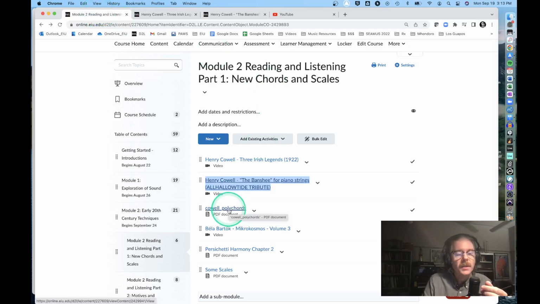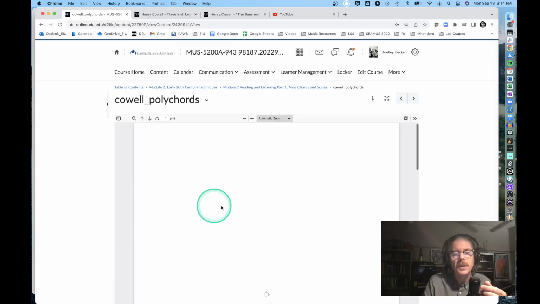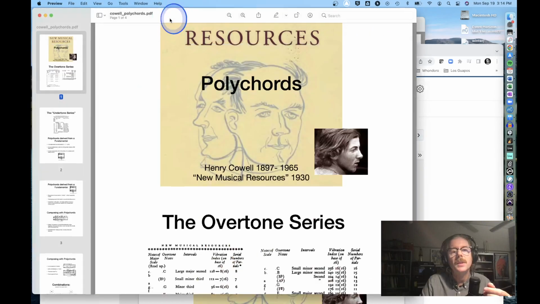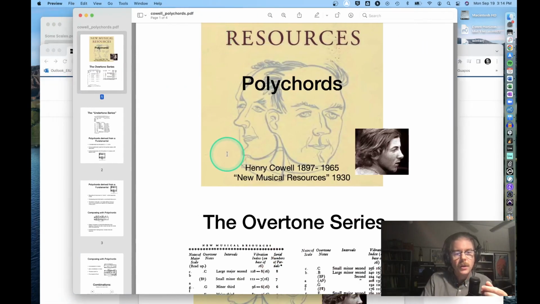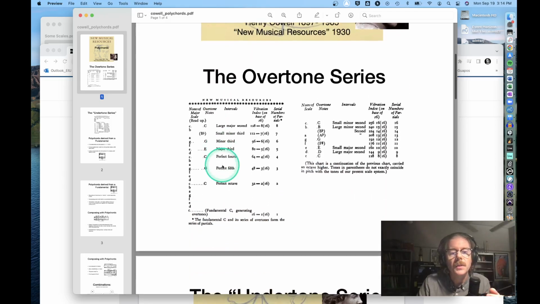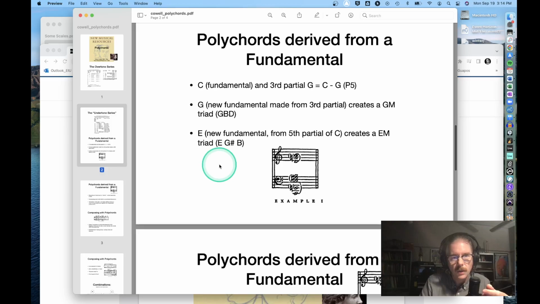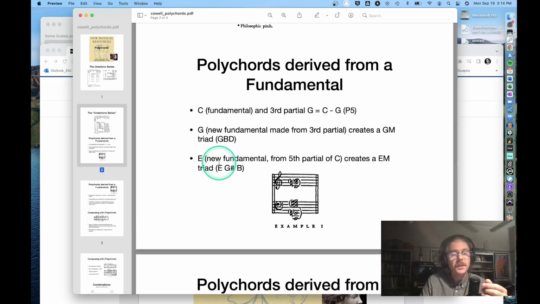Next, we can talk about Cowell's approach to polychords and what polychords really mean. This PDF is basically a series of slides, which I have here. It uses the Overtone series as a foundation for the combination of overtones to create polychords. And this might look rather technical and intimidating, but let's boil it down to the basic concept.